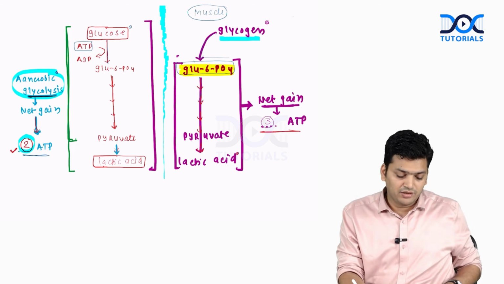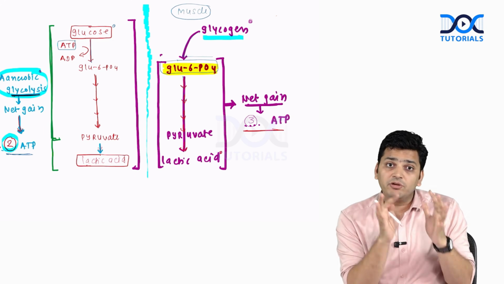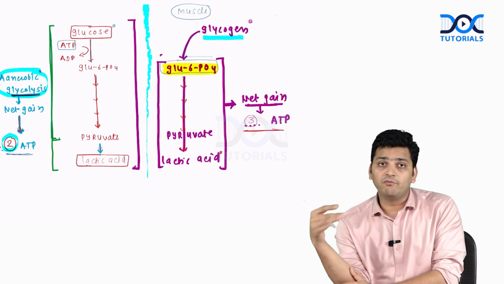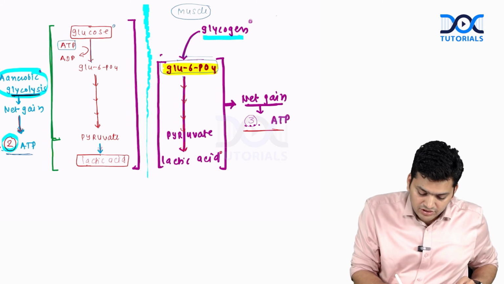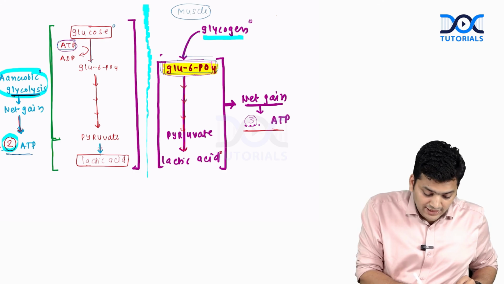So they ask this question: anaerobic glycolysis gives how much ATP? 2 ATP. But if you are doing the anaerobic glycolysis by cutting the glycogen in the muscle, then from where are you going to start? Actually, you are not going to start from glucose, you are going to start from glucose 6-phosphate. So you are going to save this 1 ATP.